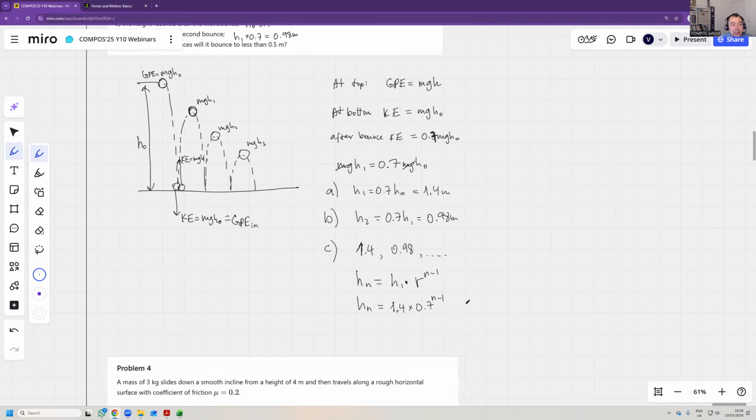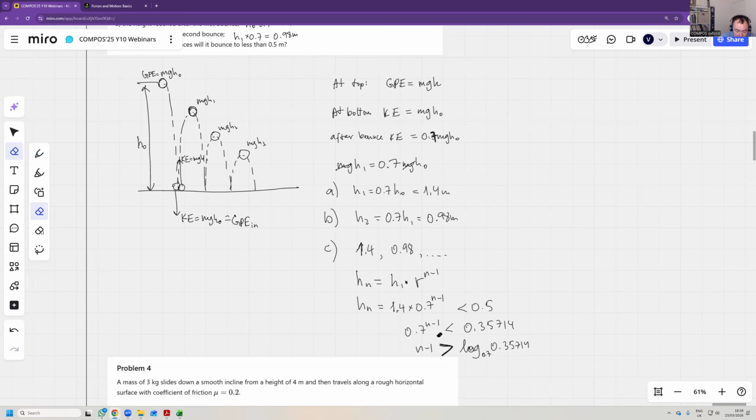And that is less than 0.5. So 0.7^(n-1) is less than 0.5 over 1.4, which is 0.35714. So n minus 1 is less than the logarithm base 0.7 of 0.35714, with a change of sign because the base is less than 1.